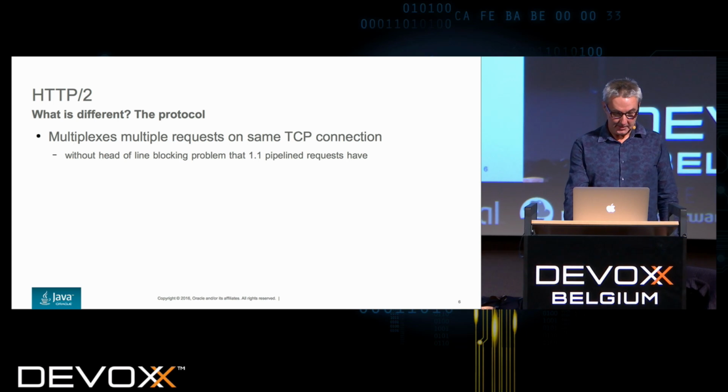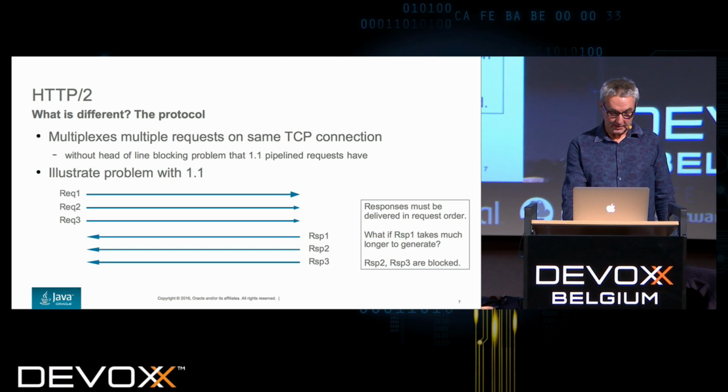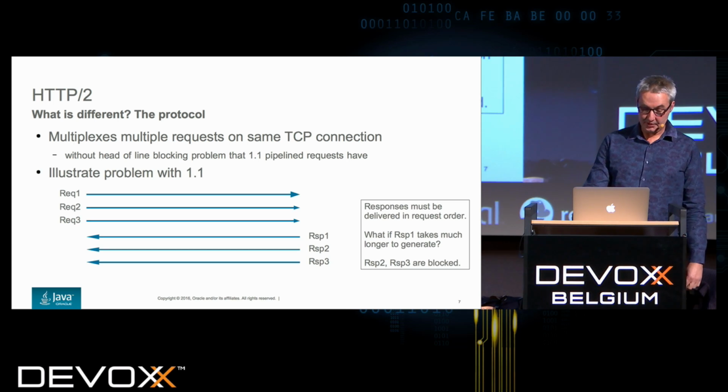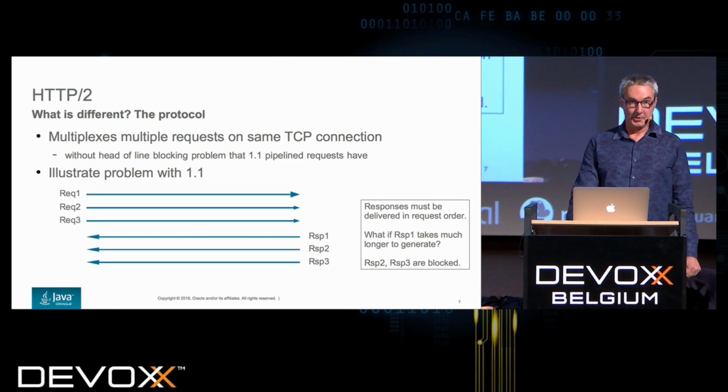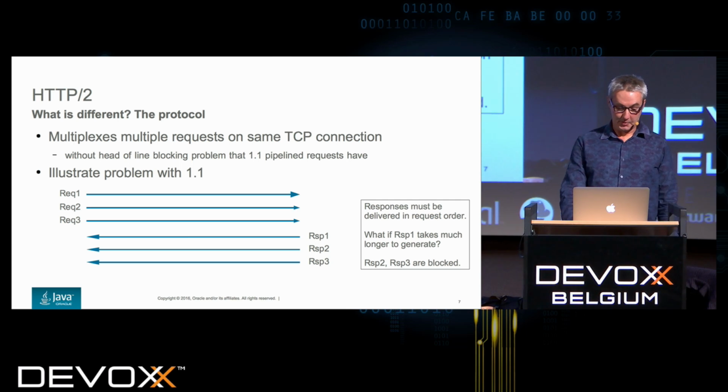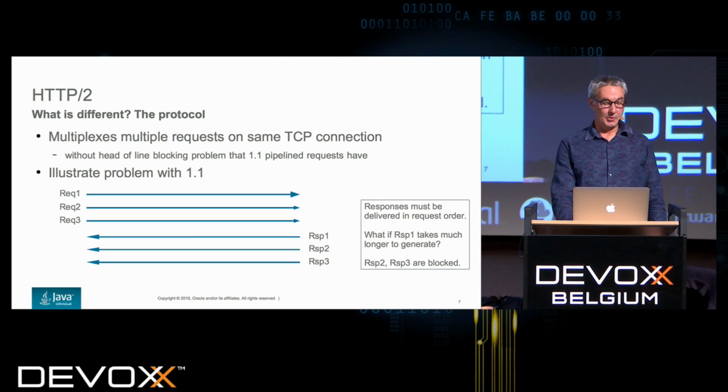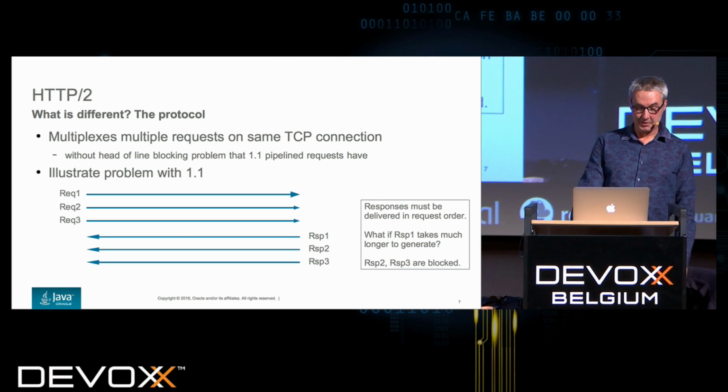So just to explain what that means, with a little illustration. With 1.1, if you send 3 requests, as shown here, request 1, 2, and 3, on the same TCP connection in sequence, then the responses must come back in the same order. So response 1 must come back first, then response 2 and 3. And what happens if response 1 takes a significant amount of time to generate? Well, that's too bad. Response 2 and 3 just have to wait until that happens.